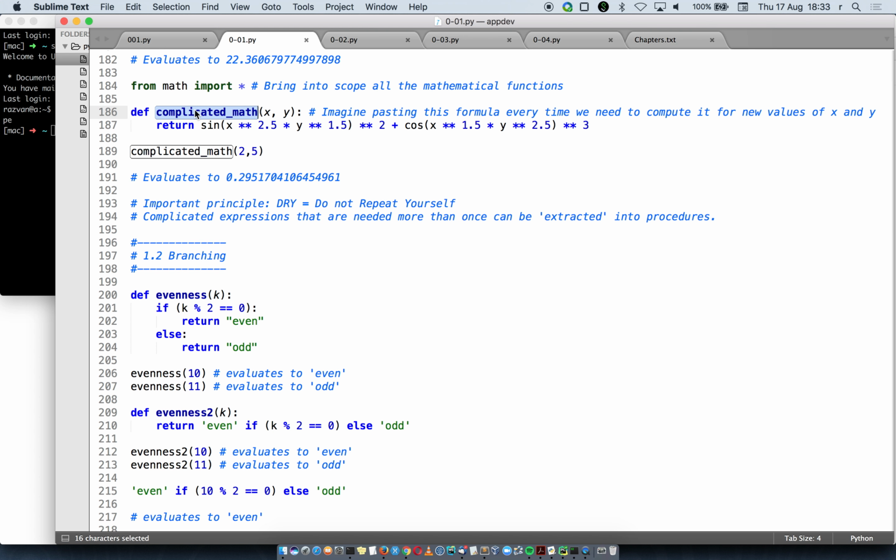We can give a meaningful name. This one is not very meaningful, but we can give a meaningful name to a very complicated piece of computation that has a lot of details. And in that way, we can get a big picture description of an operation that we can use in building other, even more sophisticated operations.